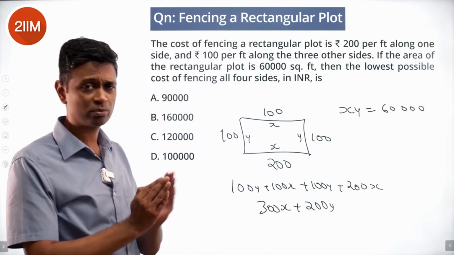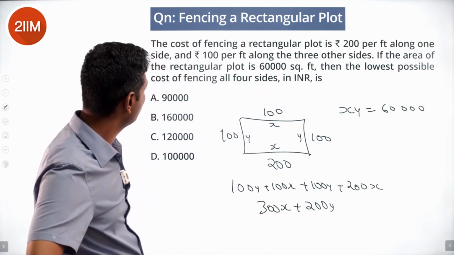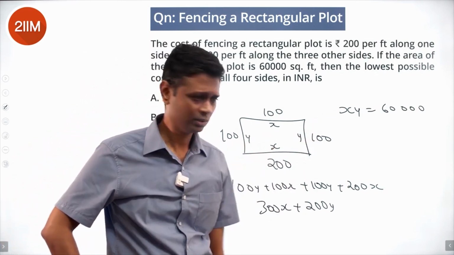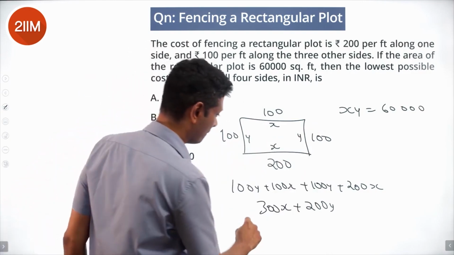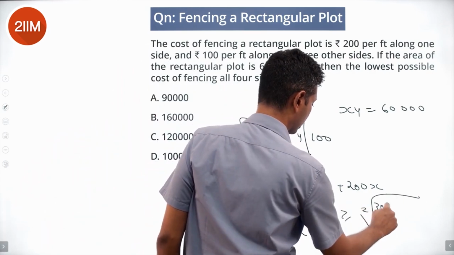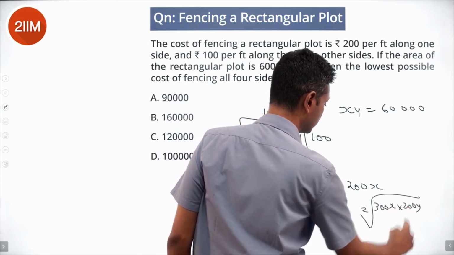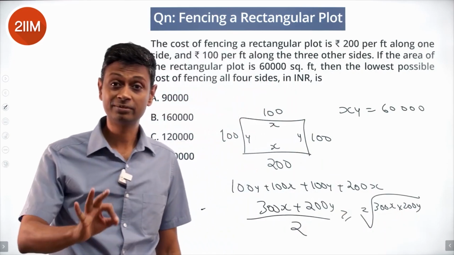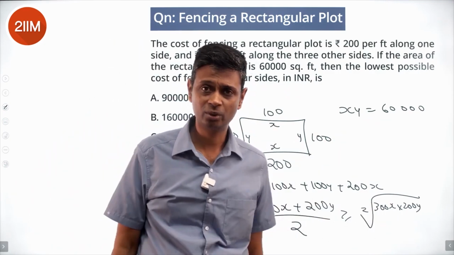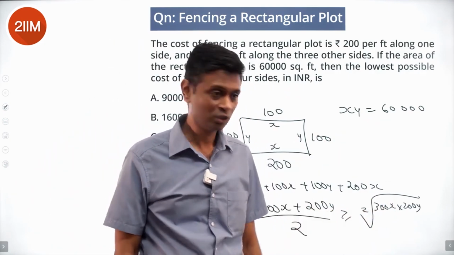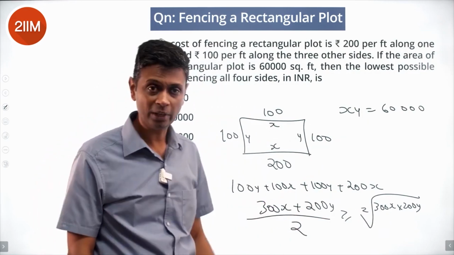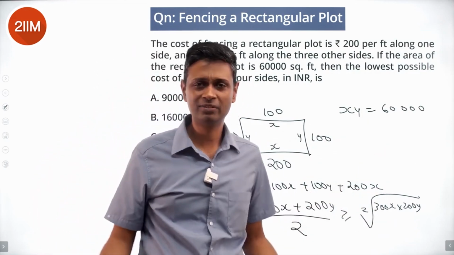300X plus 200Y should be as small as possible, keeping in mind that X into Y is 60,000. So (300X plus 200Y) by 2 is greater than or equal to the square root of 300X into 200Y. How do we find that? 300X into 200Y, we know XY is 60,000. The minimum value of 300X plus 200Y is 2 times the square root of that.